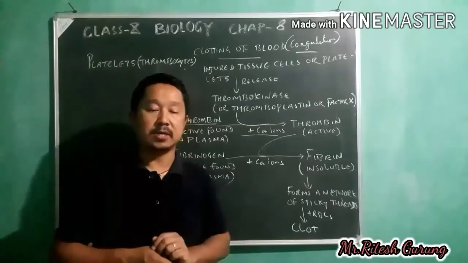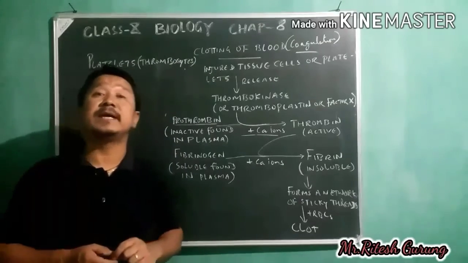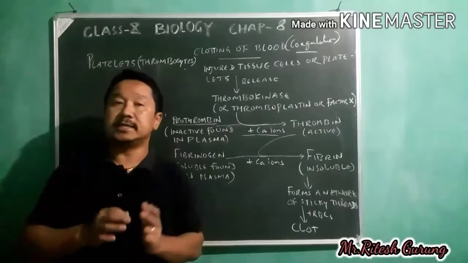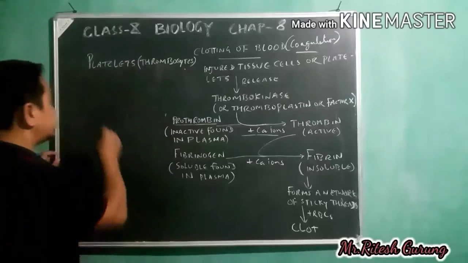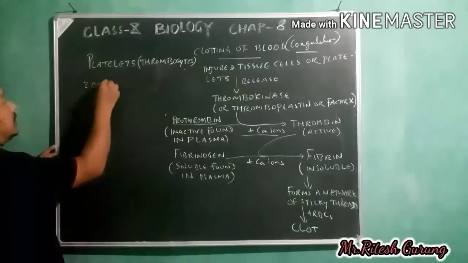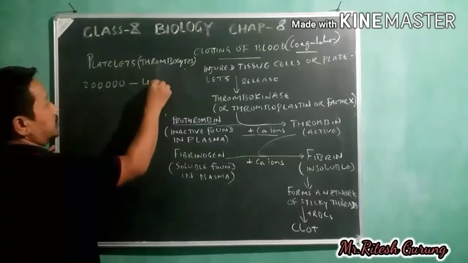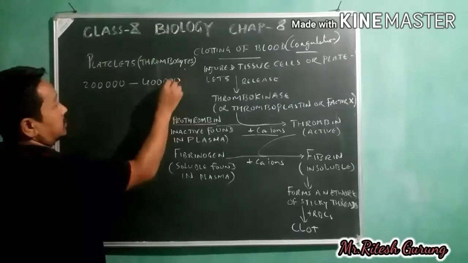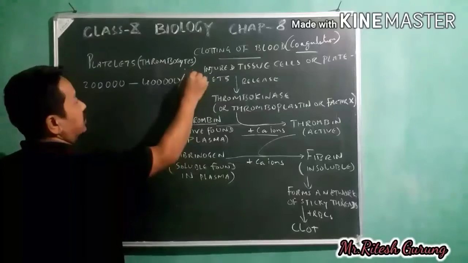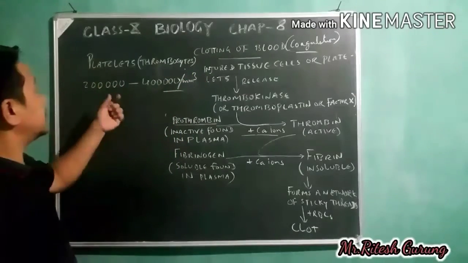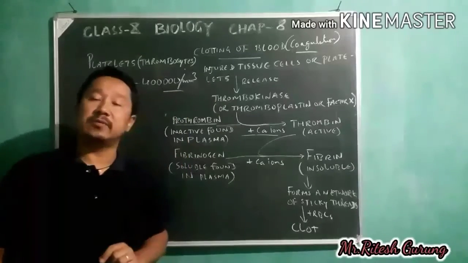The number of platelets ranges between 2 lakhs to 4 lakhs per cubic millimeter of blood. The number of platelets ranges between 2 lakhs to 4 lakhs per cubic millimeter of blood.